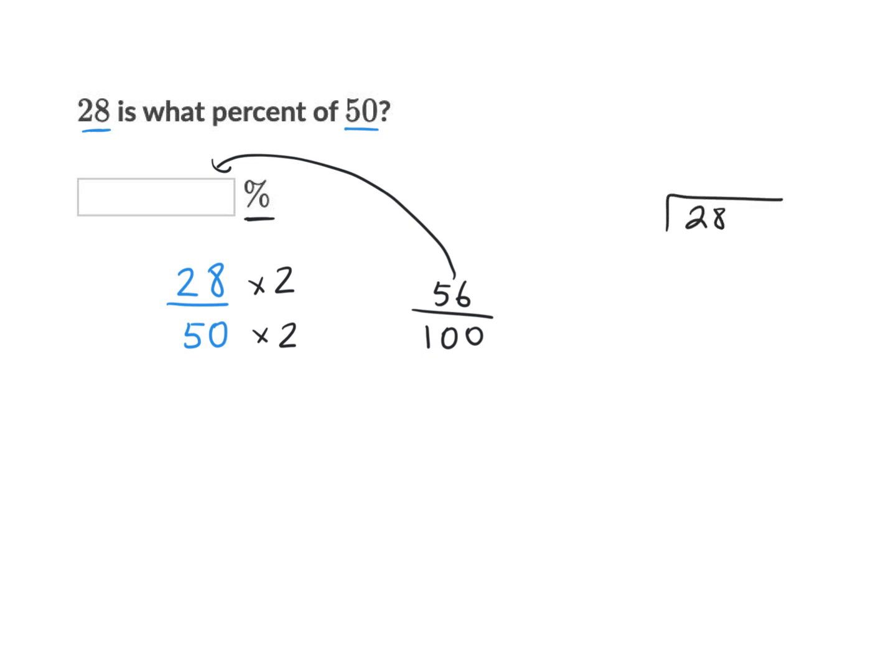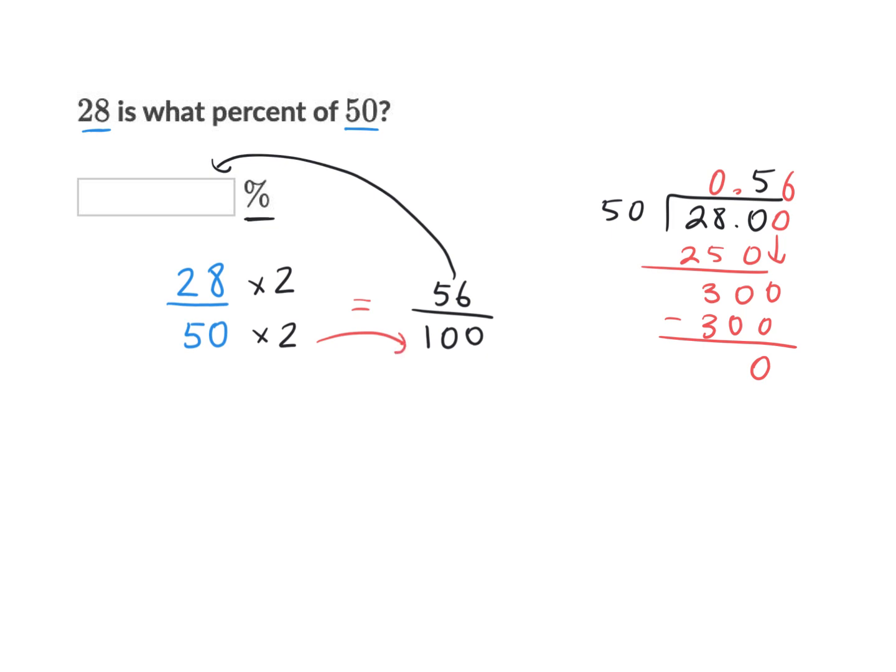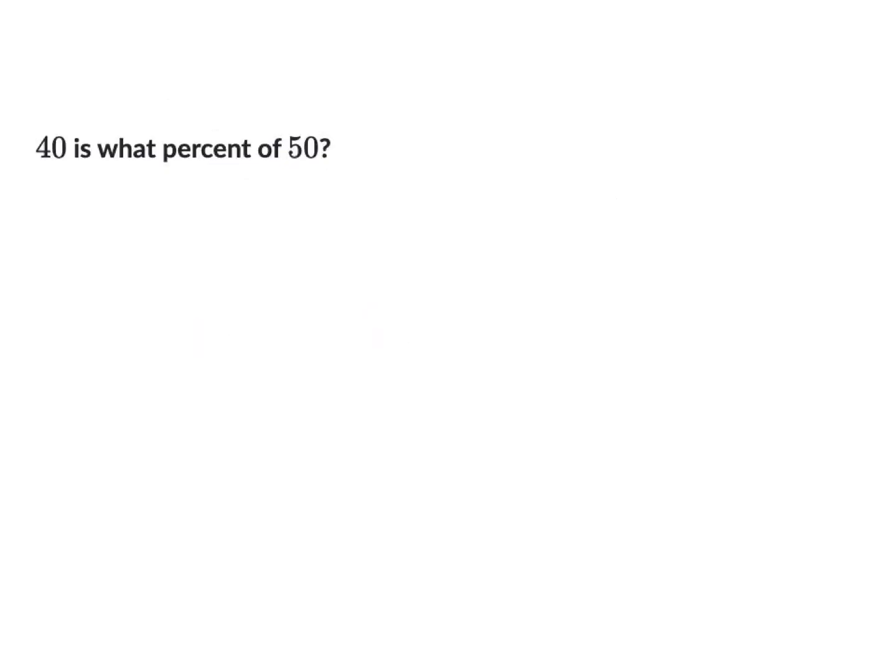You can always divide, right? You could always put your 28 inside and your 50 outside. This is just a little bit more work, but you would get the same answer here, 0.56. How do you get 56? Add another 0. So you could always divide, or if you can get your denominator to 100, this is a little easier. You go ahead and try this one now.